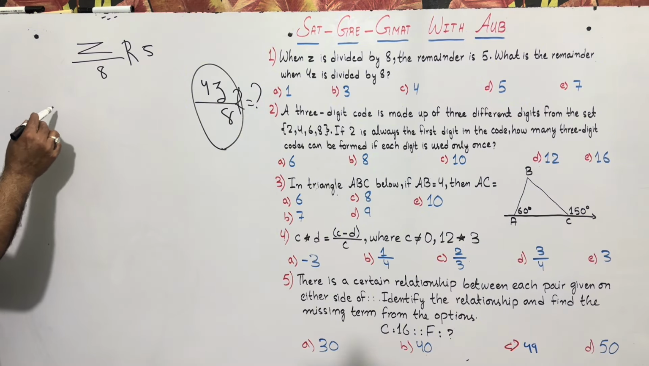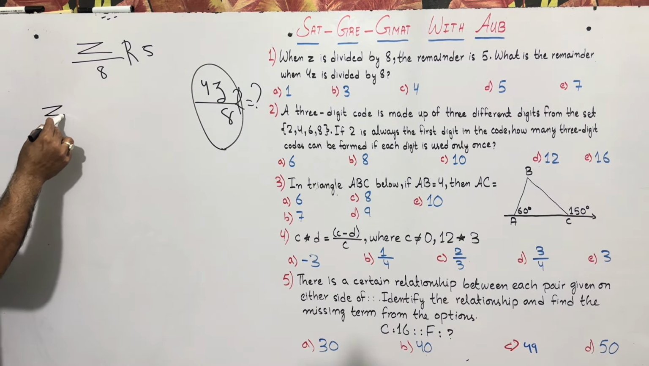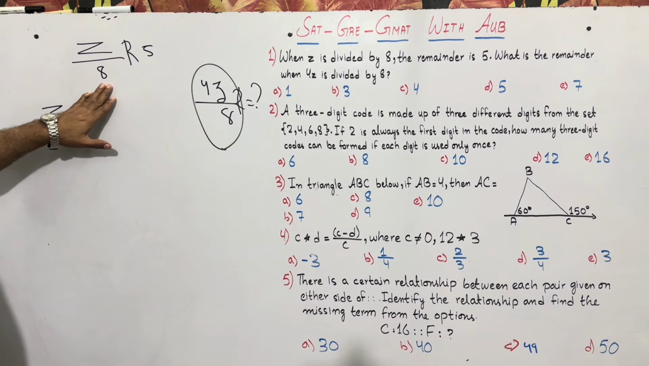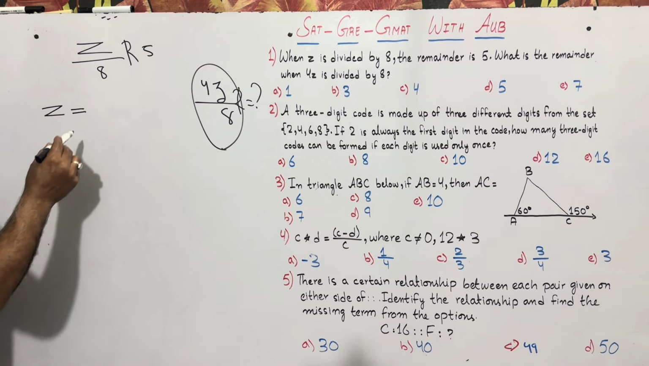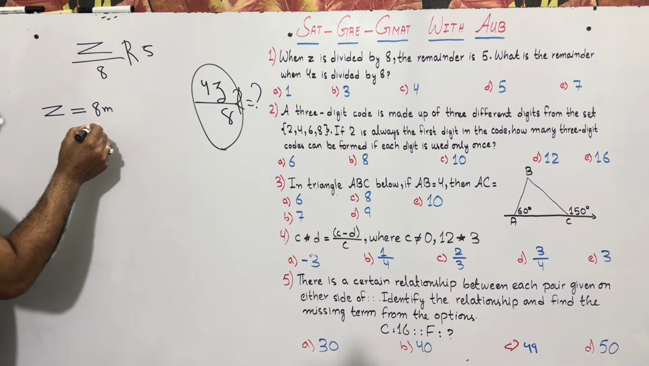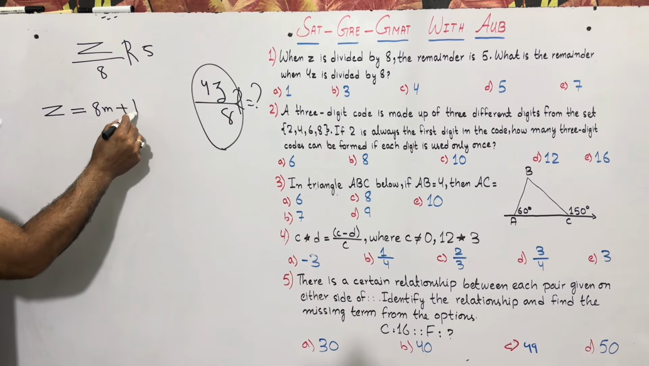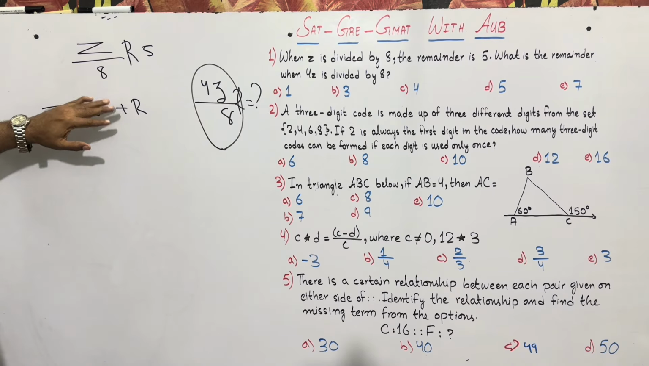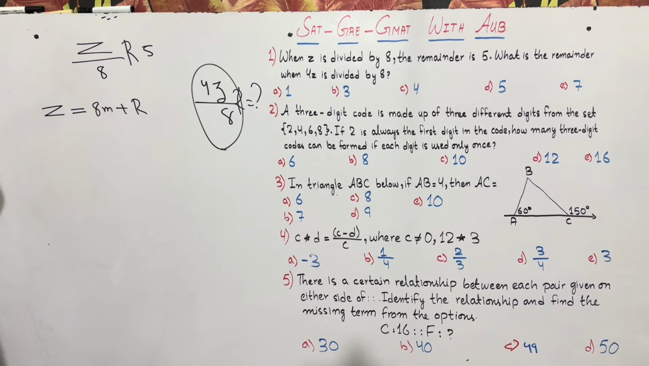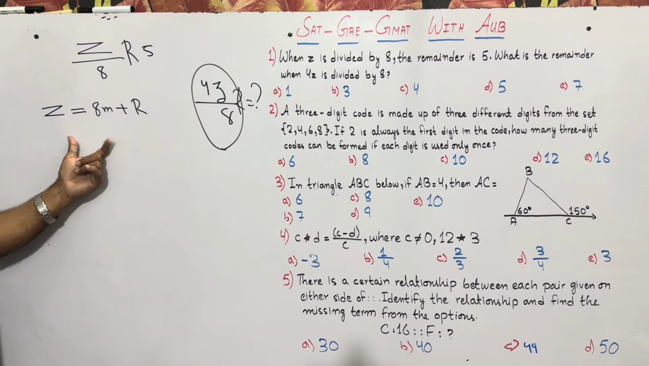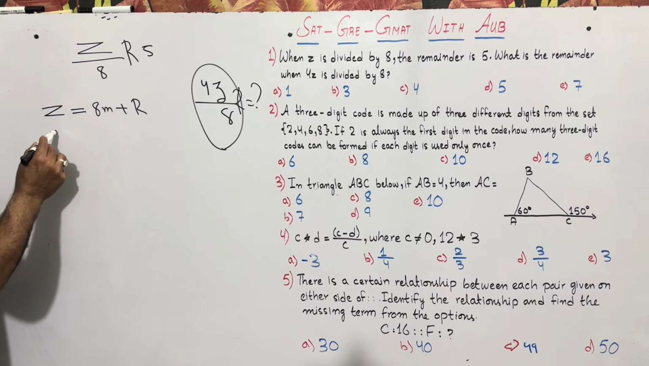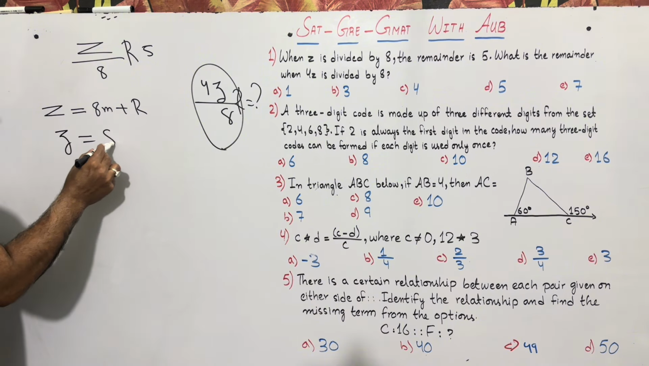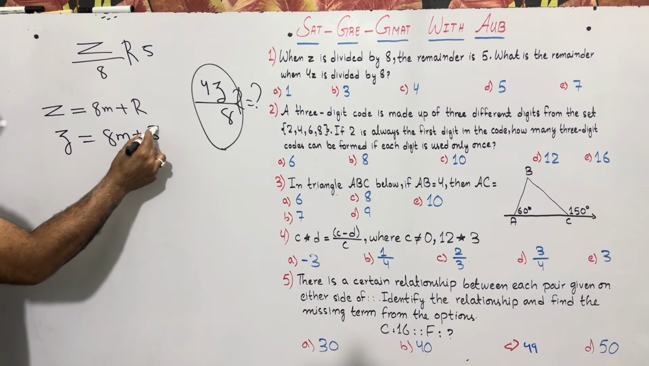To be really honest, apply the division algorithm. Suppose the table of 8 is applicable on z m times. It will become 8 times m plus a remainder. It is the quotient, the divisor, the remainder. That is the value of z we have prepared. Just plug in the value of the remainder, that is 5: 8 times m plus 5.